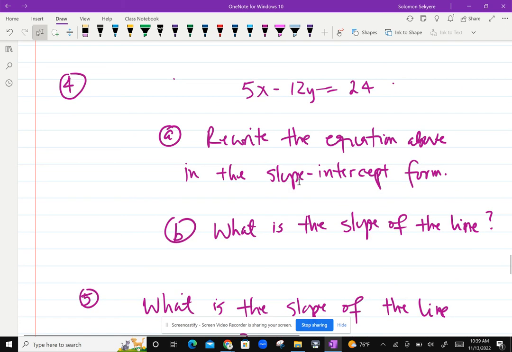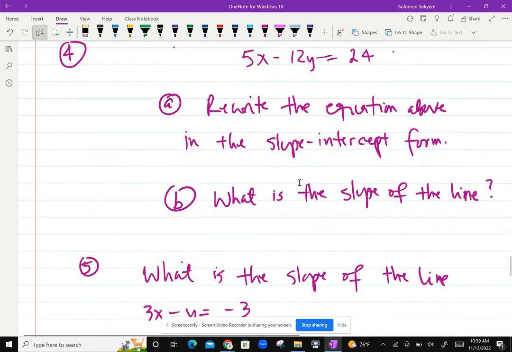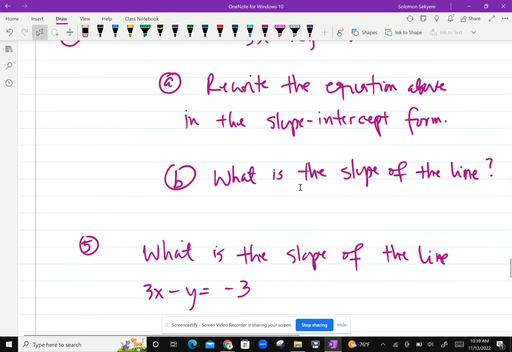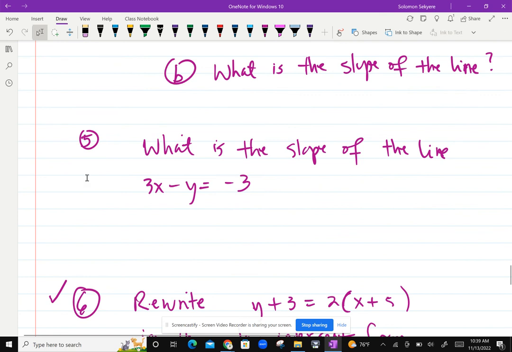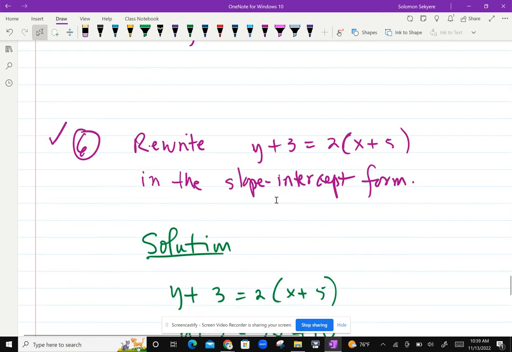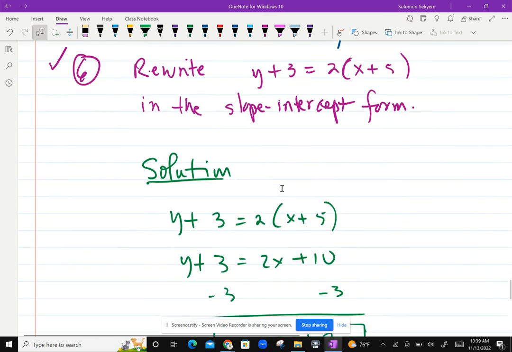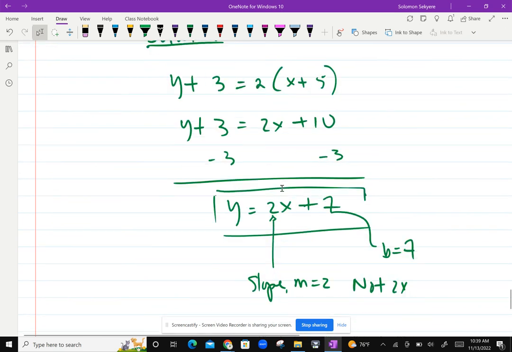All right, I have another one for you. What is the slope of the line? Can you write this in the slope-intercept form? And tell the slope. What about this one? What is the slope of this line? What about this one right here? Rewrite this y plus 3 in the slope-intercept form, y equals mx plus b. So how are you going to do this? Pause the video, try it, come back and check your answer. All right, so that's what we end up with.